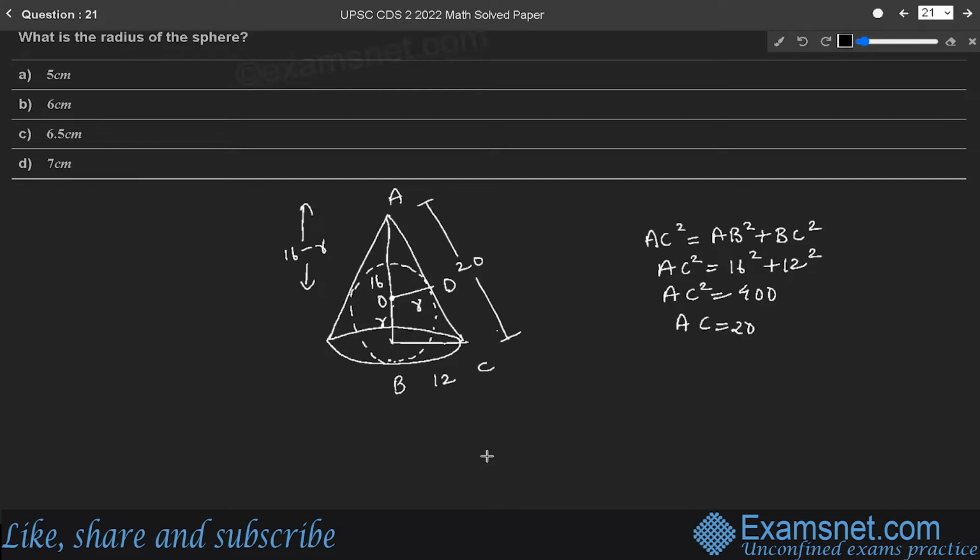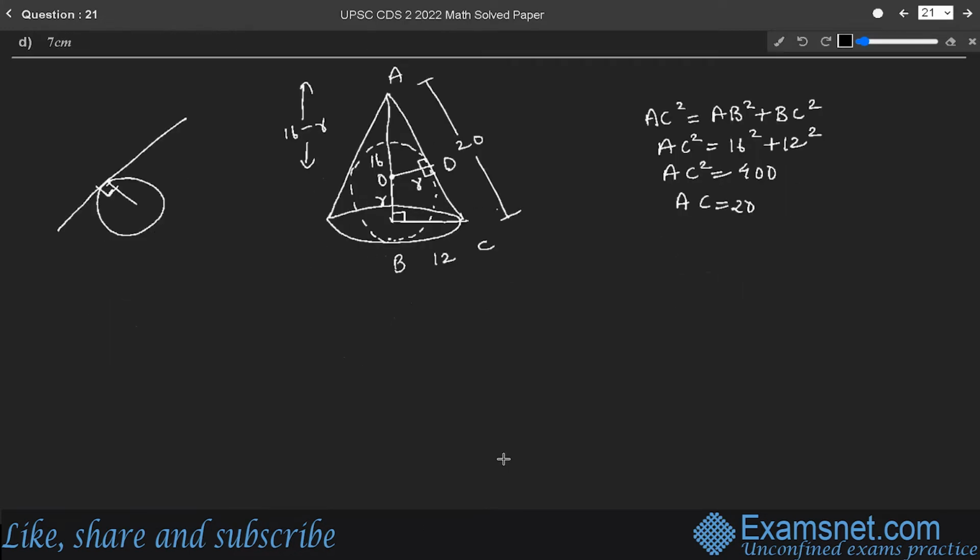Now, you can see that in this circle, a tangent is passing. And we know that there is a theorem in class 10th that if any tangent passes through a circle, then it forms a 90 degree. Here, AC is a tangent to the circle. So, this will be 90 and this will be also 90 degree. And also ABC is a right angled triangle because it is a cone. Therefore, angle B will be also 90 degree.